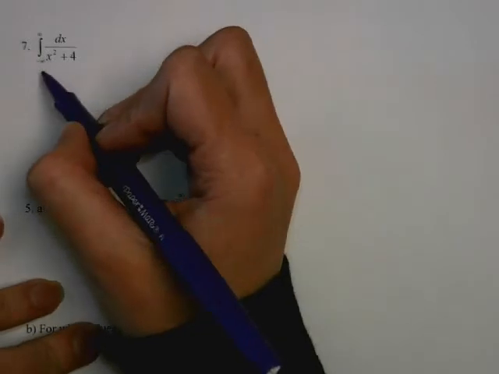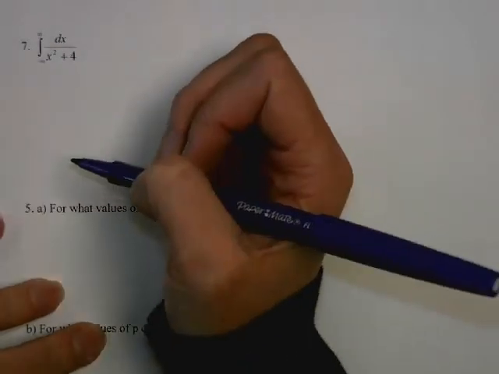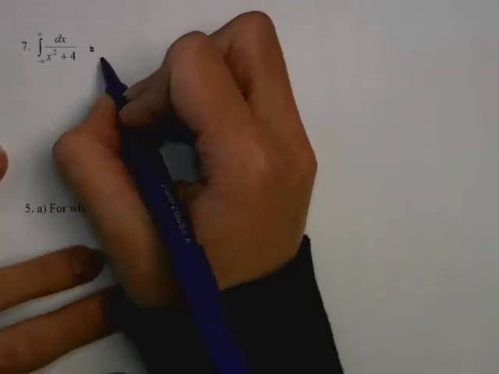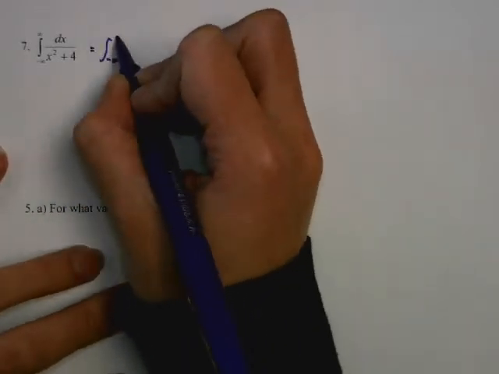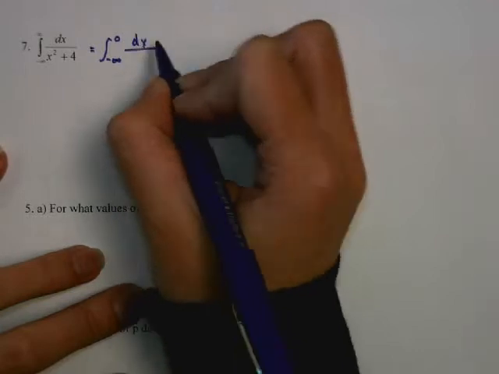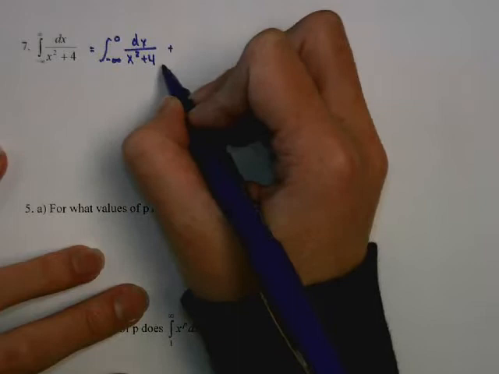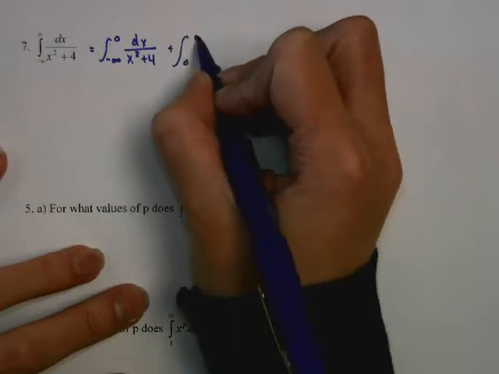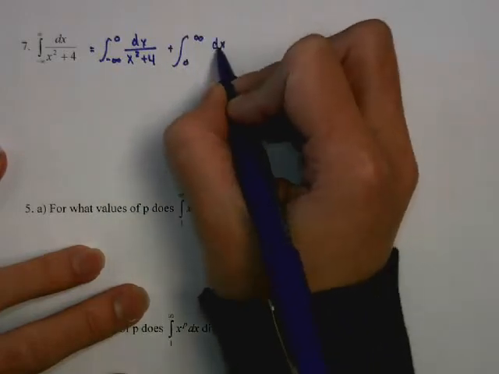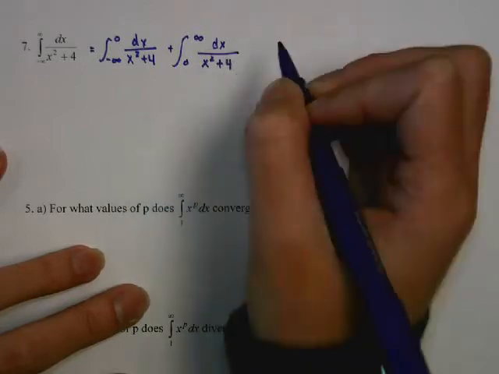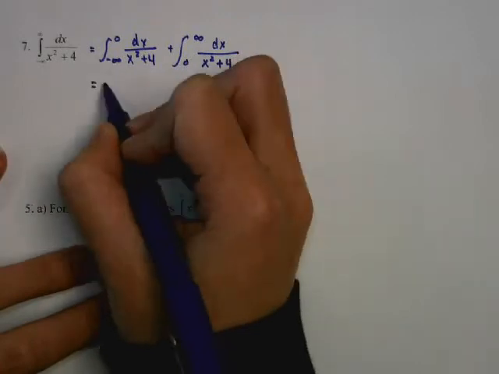All right. So this one we're going from negative infinity to infinity. So it may converge, it might diverge. First thing we're going to do is split it up into two integrals from negative infinity to 0, and from 0 to infinity. Then we'll apply our limits.